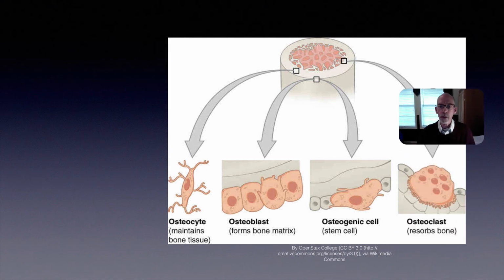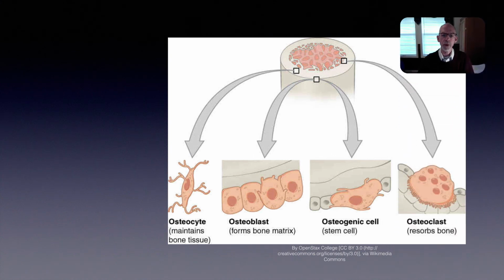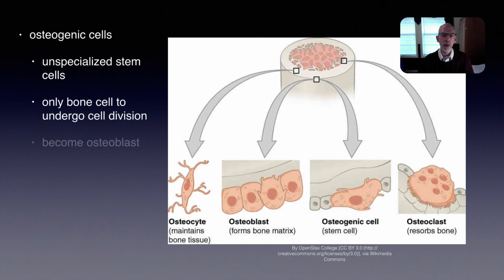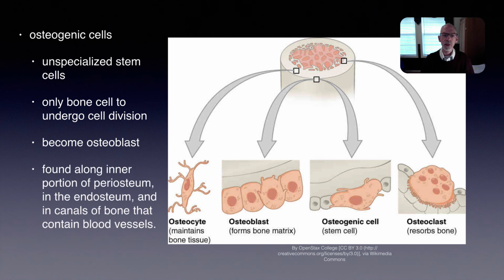Let's now take a look at the different kinds of cells that are found in bone tissue. We'll start with what are called osteogenic cells. These are stem cells, which means that they are unspecialized. But when they divide, they'll divide to become osteoblasts. These osteogenic cells are found along the inner portion of the periosteum, and also in the endosteum, and also in the canals of bones that contain blood vessels.